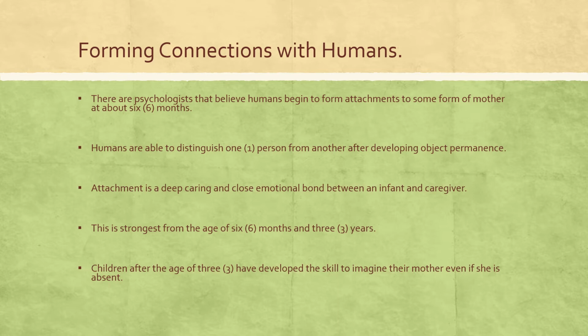Now, attachment is a deep, caring, and close emotional bond between an infant and caregiver, and this is the strongest from the age of 6 months to 3 years. So between the age of 6 months and 3 years, that's when attachment is typically the strongest. Children after the age of 3 develop the skill to imagine their mother even if she is absent. So if they go to school, they know that their mother still exists. After the age of 3, we realize that, hey, I might not see my mom, but my mom is somewhere else right now.